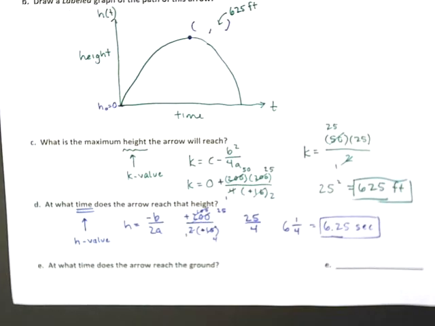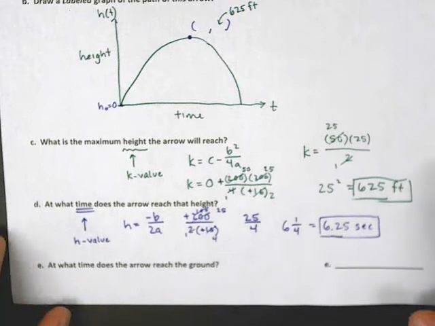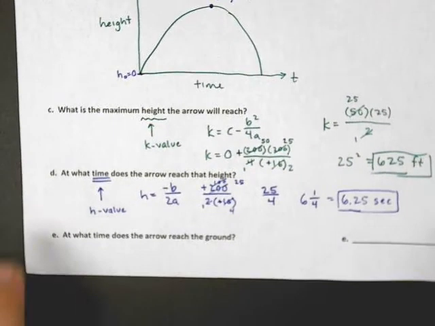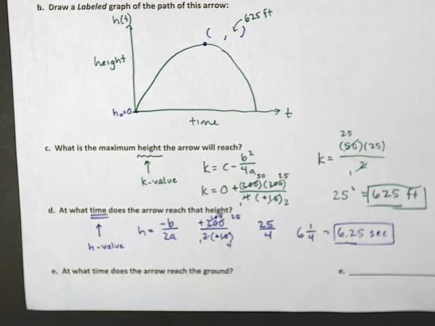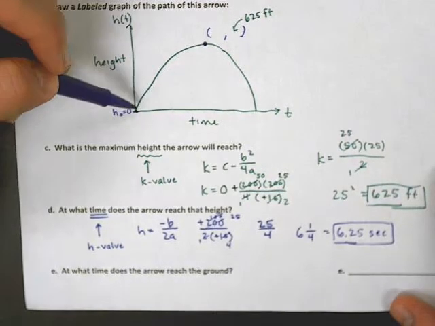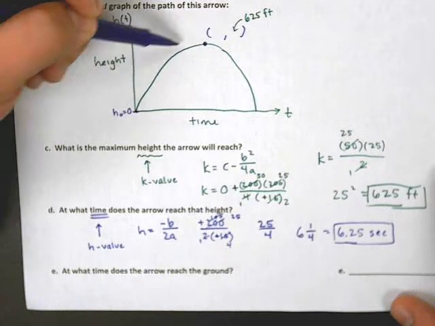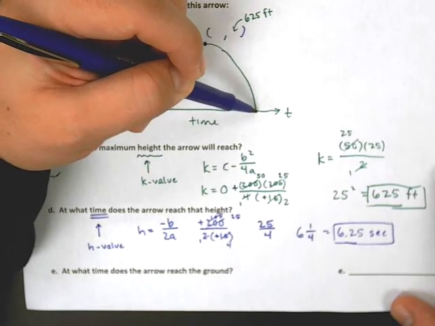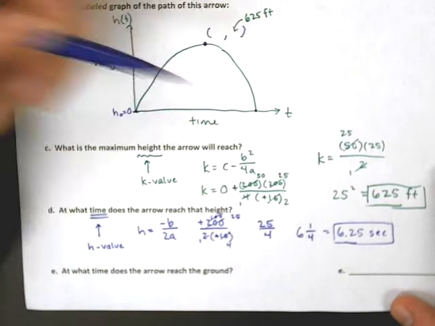All right. Last problem over here. At what time does the arrow reach the ground? Be very careful here, guys. I don't know if you remember from the last video, but we gave you a box that we're going to introduce again on the next page. I need you to understand what type of situation this is. When it reaches the ground, if we go back up to our picture, reaching the ground is right here. That's an x-intercept.